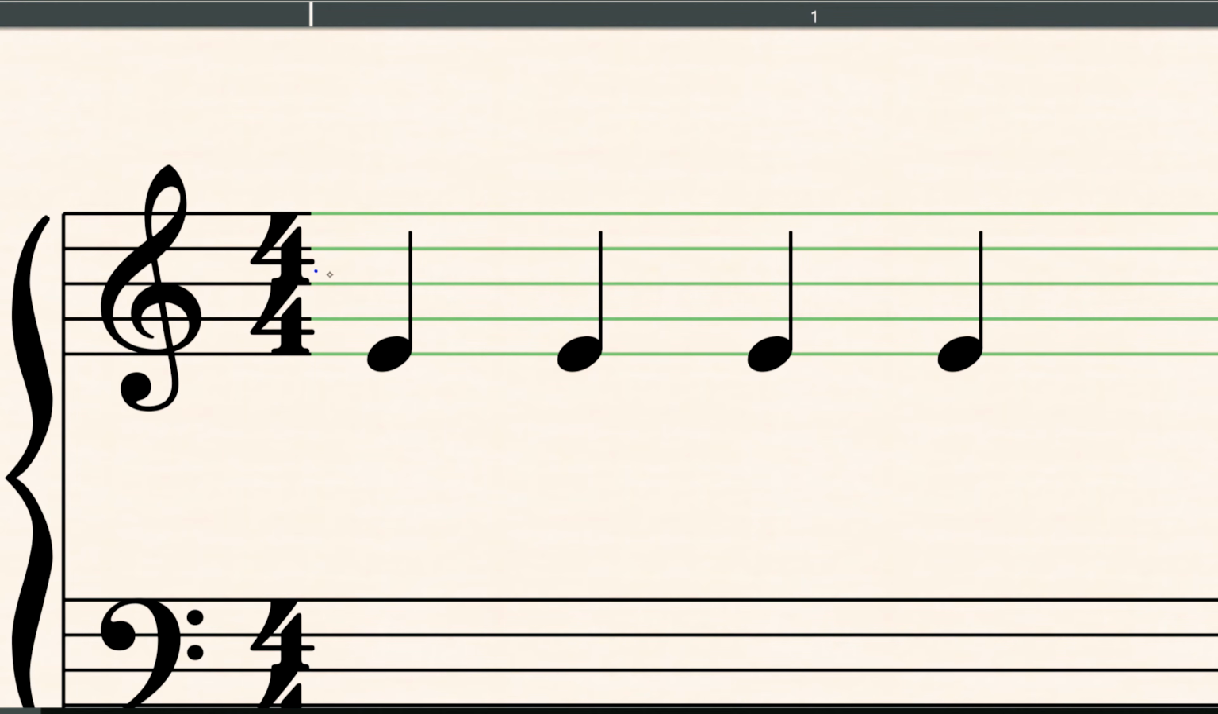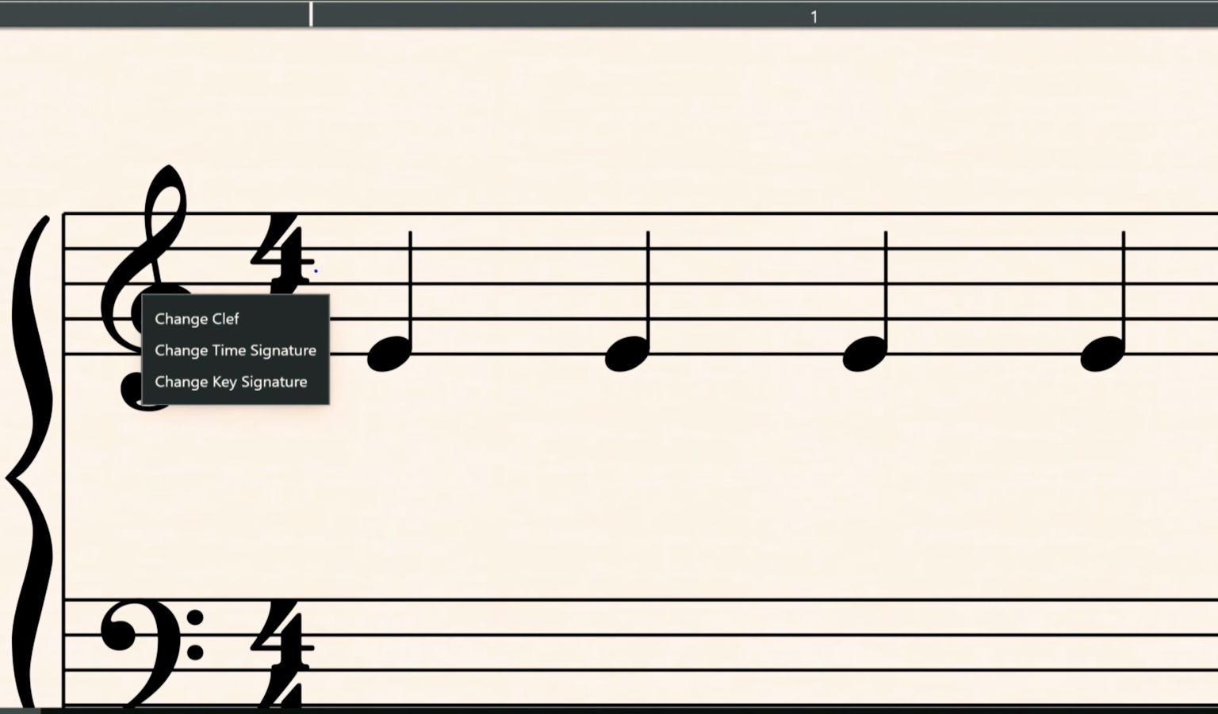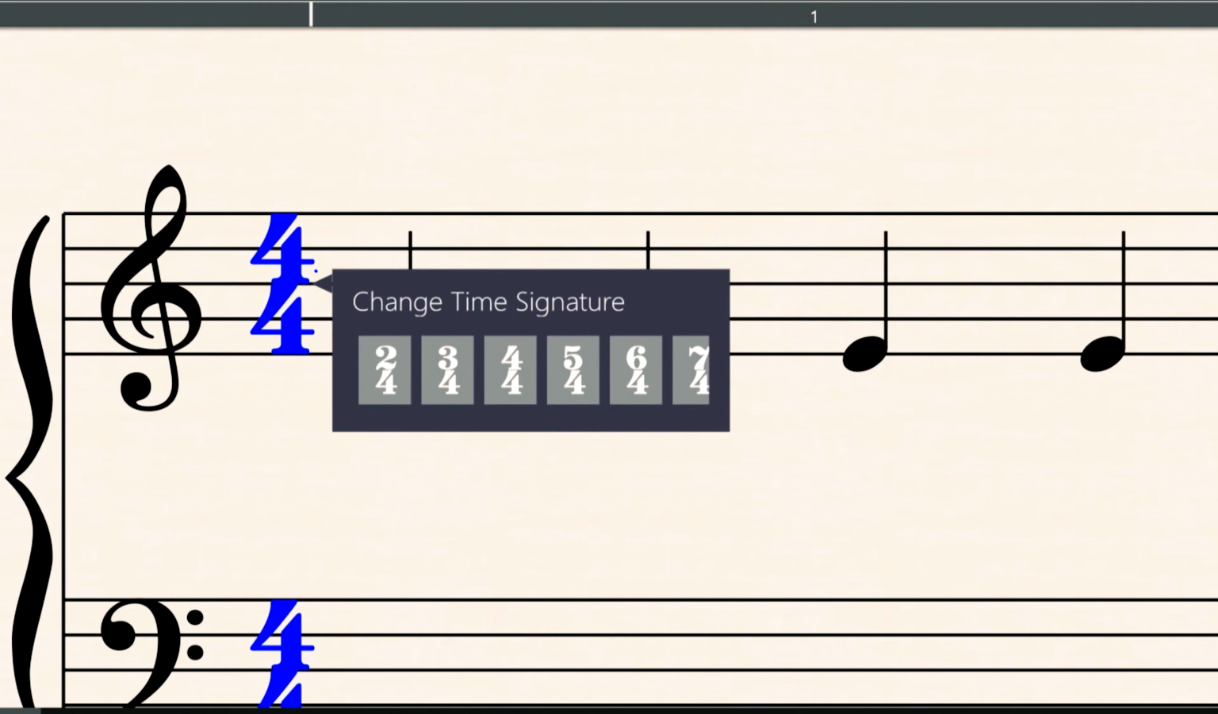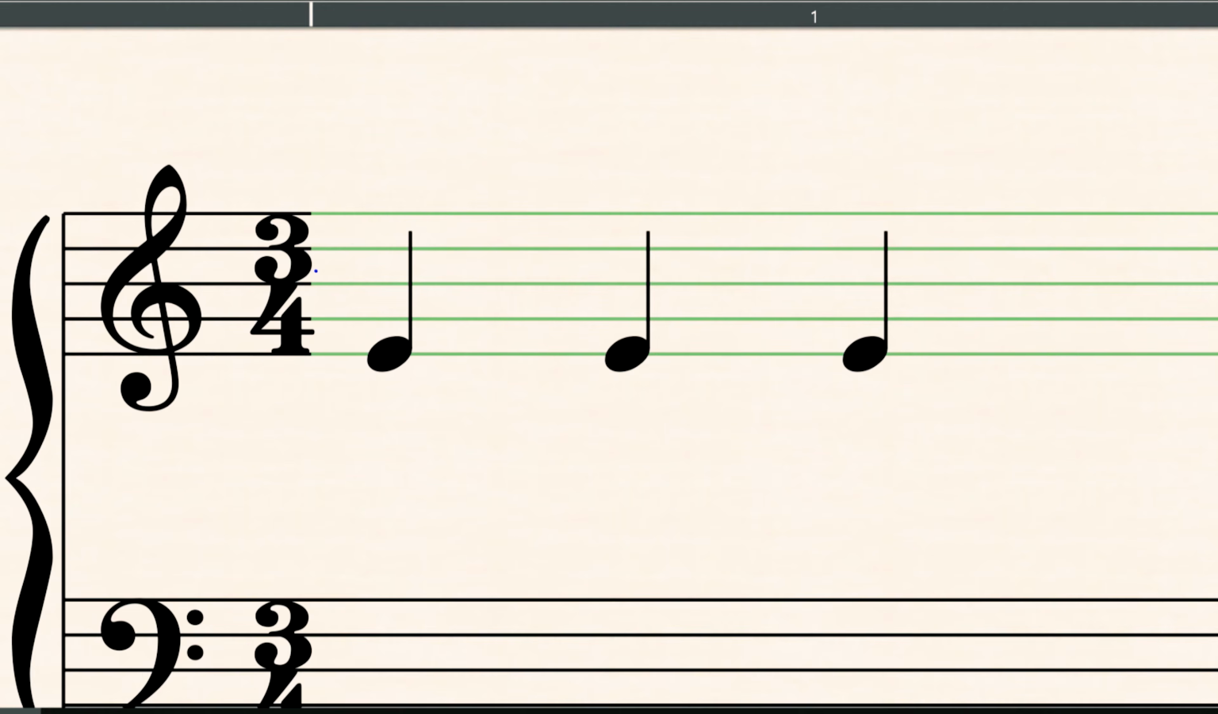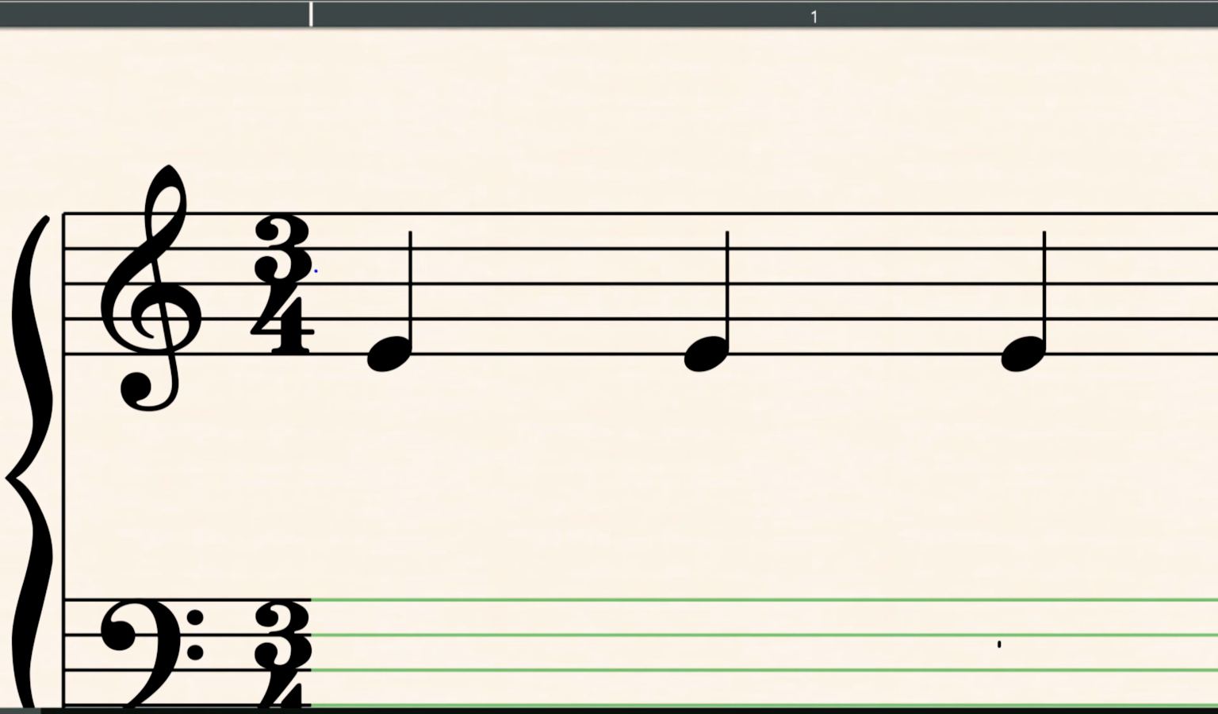Like I said, they can end in 4 or end in 8. However, the top number can change as well. So you can have 2-4, which would have 2 beats in each measure, so half as many as 4-4, obviously. With 3-4, you can only have 3 in each measure. So if I turn it to 3-4, this measure is probably going to turn red. And there you go, pink rather. And that tells you there's too many beats in that measure. So what we've got to do is cut out 1 of those beats. So now we have 3 beats in each measure.